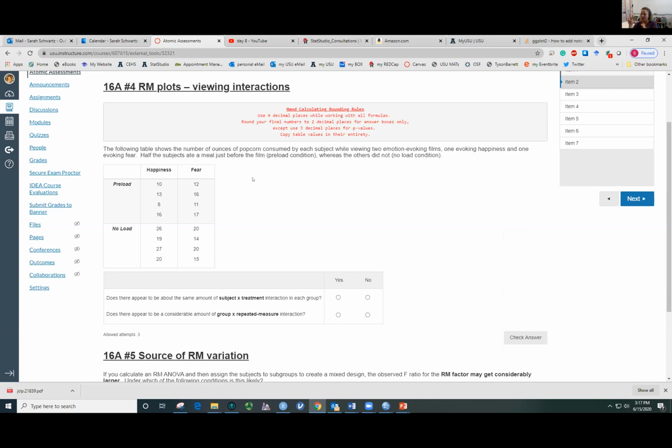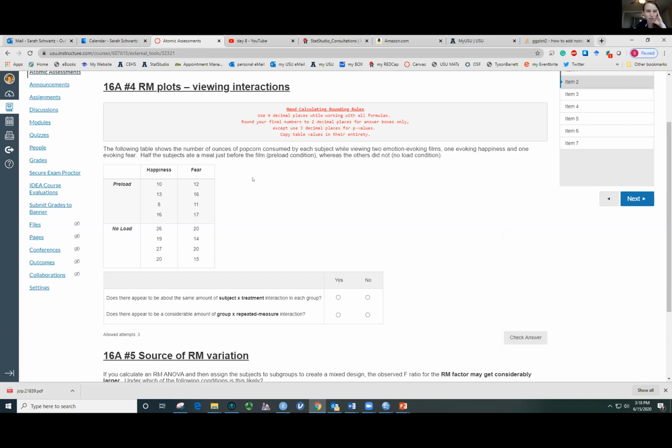I see 2 fingers, Laura. What's the repeated measure with 2 levels? Is it the preload and no load? Those are separate. Those are independent groups. There are 2 independent groups. Half of the subjects were assigned to eat before, half were not allowed to eat before. That's the independent groups, the between subjects factor. What's the within subjects factor, the repeated measure?